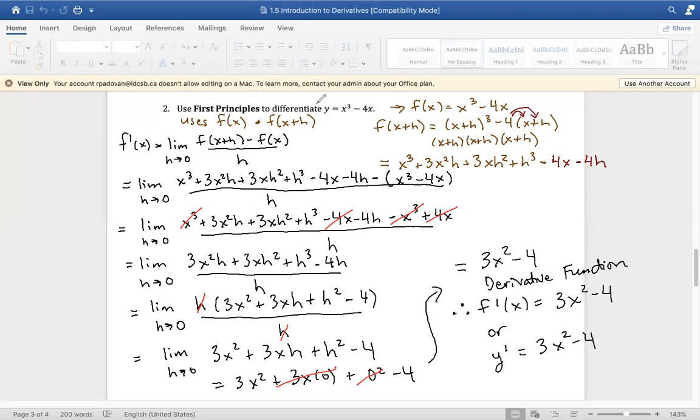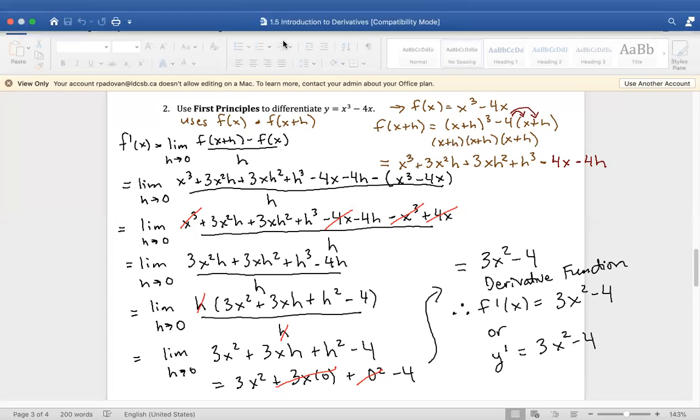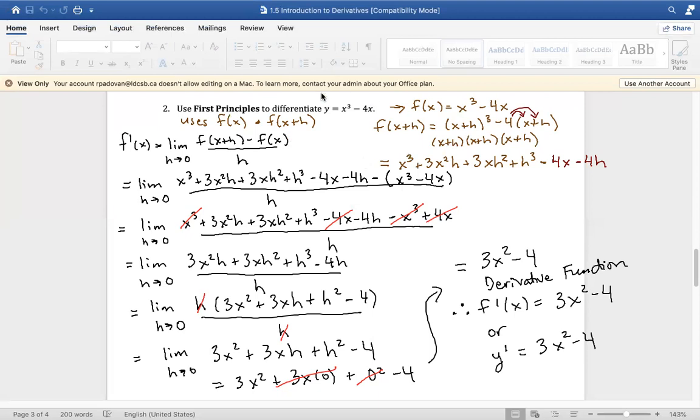So use first principles to differentiate. Differentiate means find the derivative, which we found. Here's both. Either equation I could have finished off with. The derivative equation is 3x squared minus 4. And that derivative equation is giving me an equation that represents the instantaneous rate of change at different x values. So when I plug in different values for x, in this question I don't have to, but if I was asked to do that, then I would know what the equation would be. So let's go to the next question.